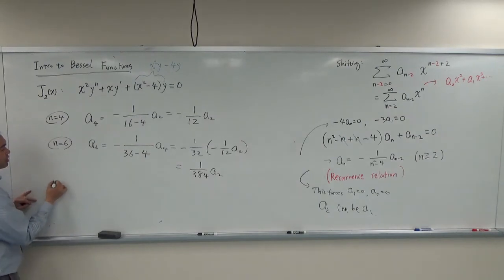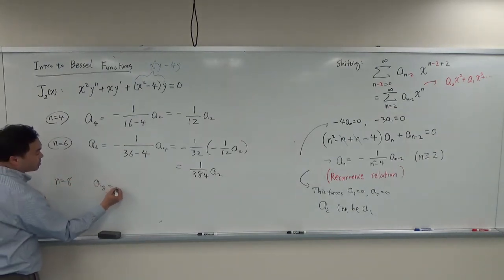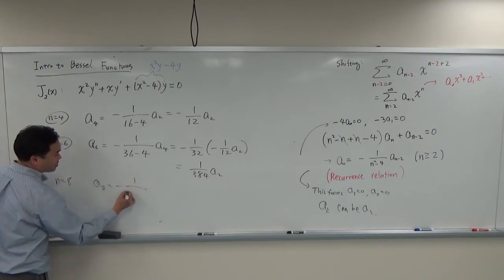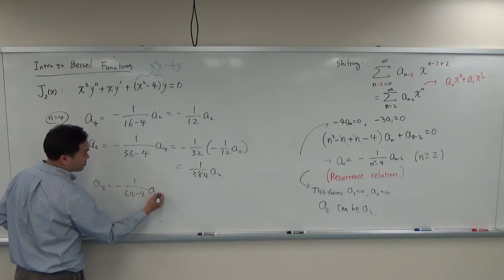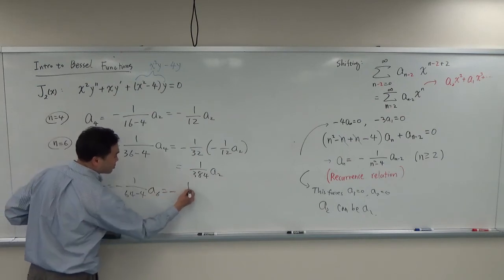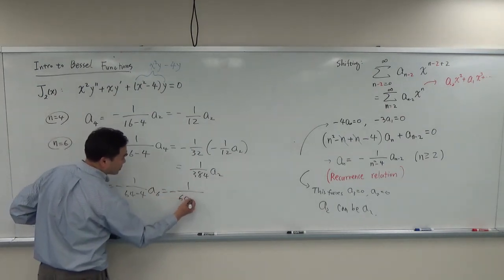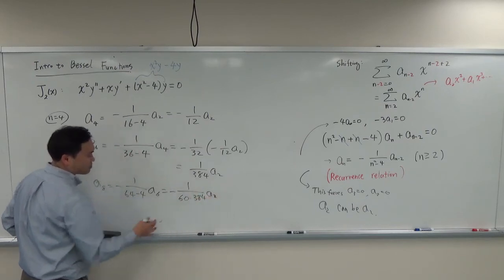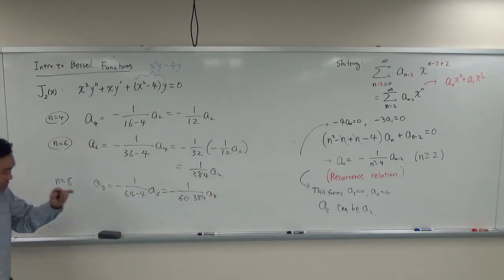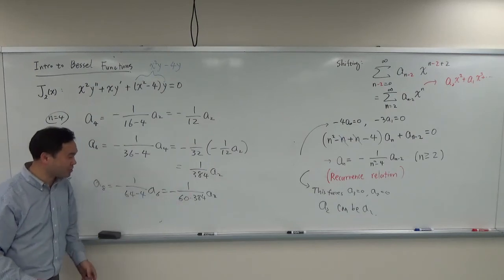And let's just do one more, okay? N equals 8, that's a8, would be negative 1 over 64 minus 4 a6, which is negative 1 over 60 times 384. And frankly, you can just leave it like this. I don't want you to really be using a calculator. Just leave it like that, okay?